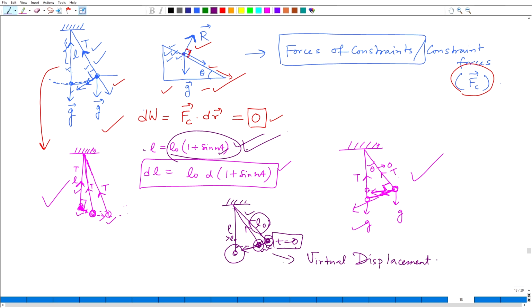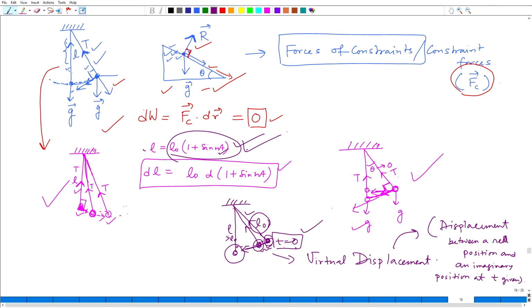So, virtual displacement means the displacement between a real position and an imaginary position at a given t. Here we have just chosen t is equal to 0. I can do the same type of trick for any other arbitrary t.